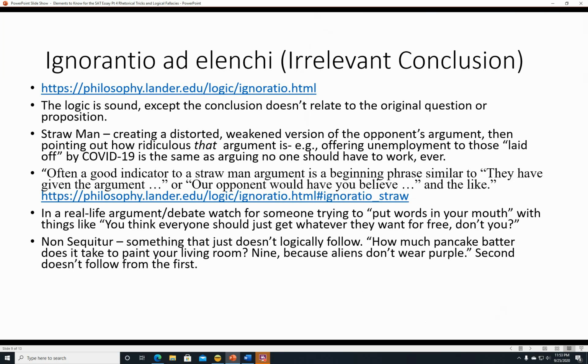That's all that is. So, for example, a straw man, this is creating a distorted, weakened version of the opponent's argument. It's kind of a weaker version of the really ridiculous ignoratio ad elenchi arguments, by creating a distorted, weakened version of the opponent's argument, then pointing out how ridiculous that argument is. That is, let's say you said, well, we should offer extended unemployment benefits to people who were laid off because of COVID-19. And someone who's creating a straw man would say, oh, so you think people should just get paid to do nothing? What are you, some kind of lazy bum yourself? You don't want to do any work?